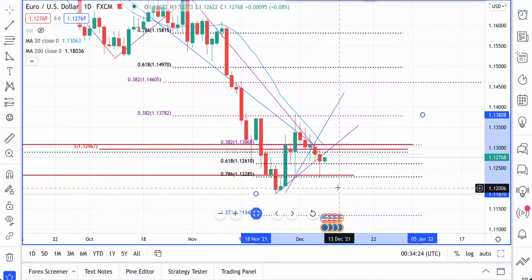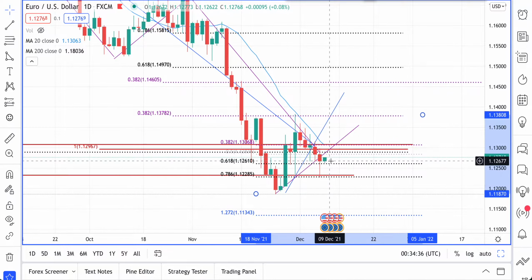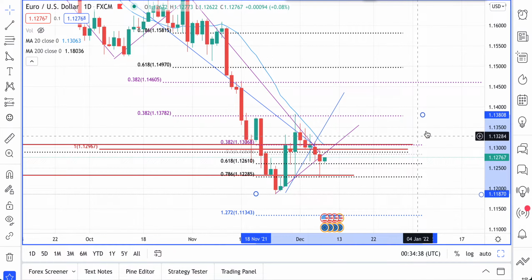the price has actually come right to the 78.6% retracement level today. It touched that, and then at the moment we have seen a good amount of pips where the market has actually rallied.